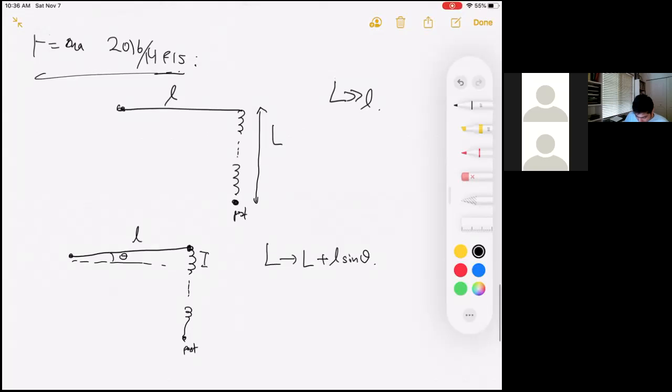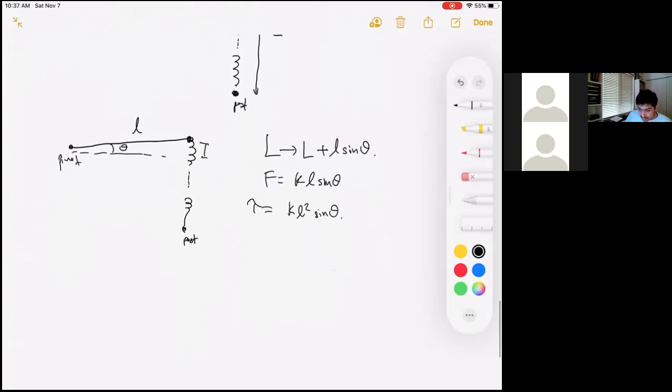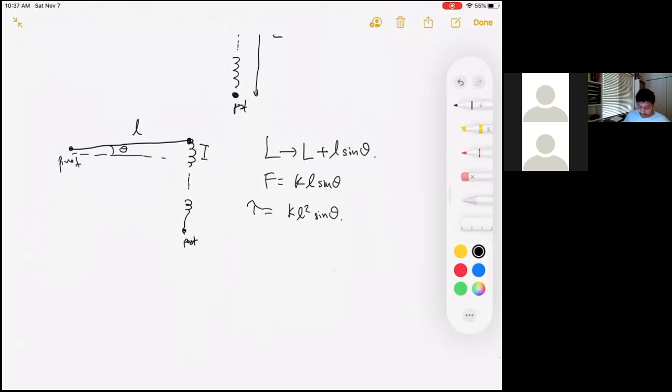Therefore, the force coming down is equal to k L sine theta. And therefore, the torque on this object about this pivot is KL squared sine theta. All right. Now the torque is KL squared sine theta. And then if we use torque equals I alpha, so we say KL squared sine theta equals I alpha. And I'll just let the moment of inertia be I. Obviously, the moment of inertia is 1/3 ml squared, but we actually don't need that. We'll just call it I.